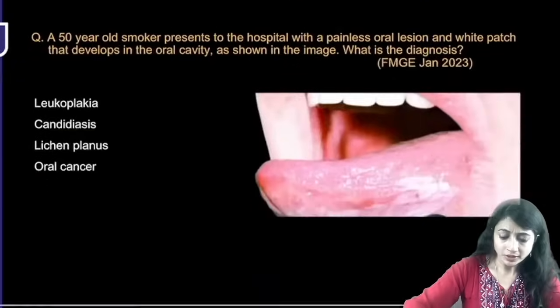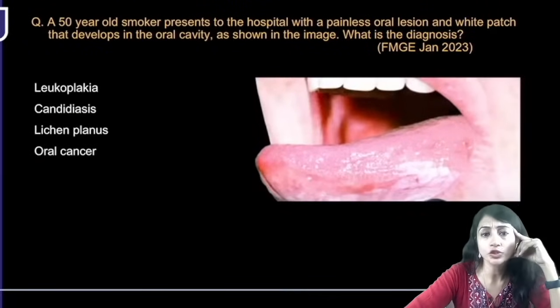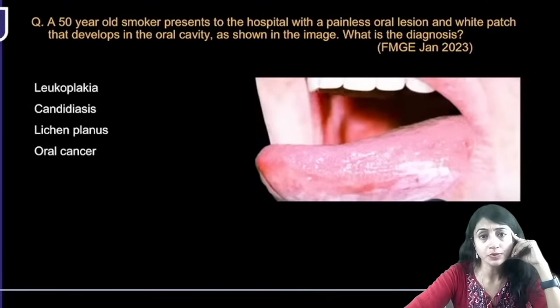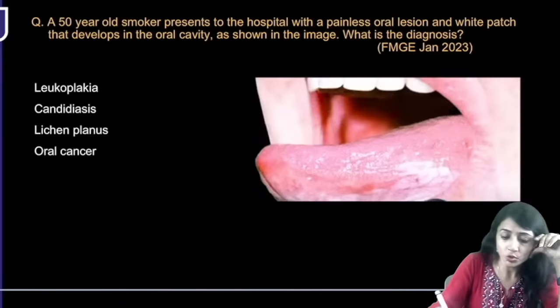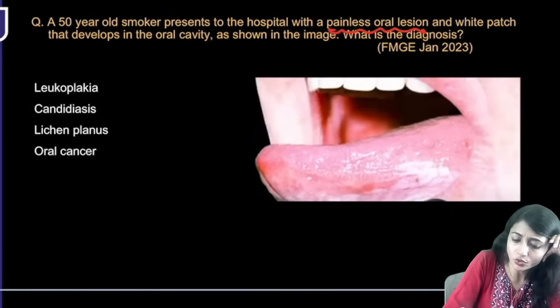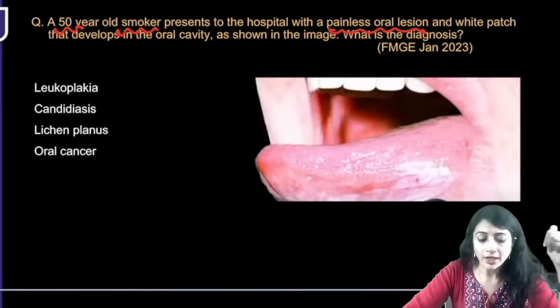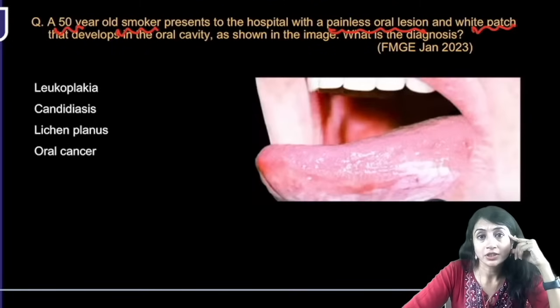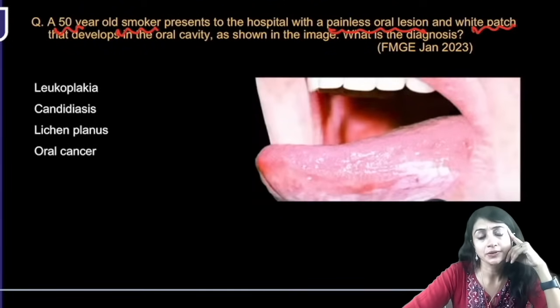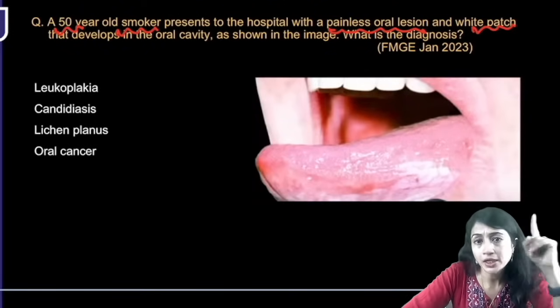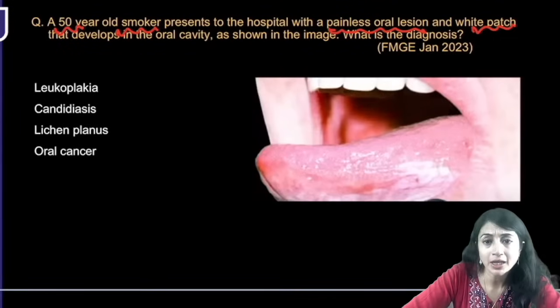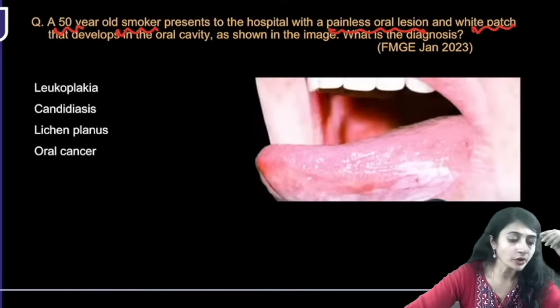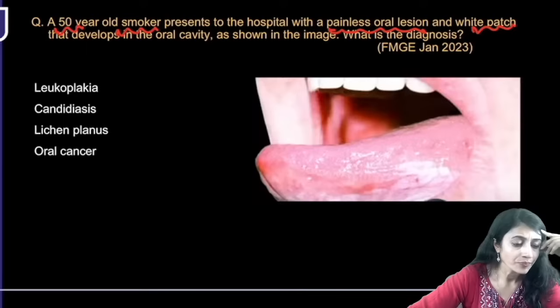Amazing. So, a 50-year-old smoker presents to the hospital with a painless oral lesion. A patient is a smoker, 50-year-old, and a white patch develops in the oral cavity. What is the diagnosis here? So there is an asymptomatic white patch in a smoker. What will be the diagnosis?